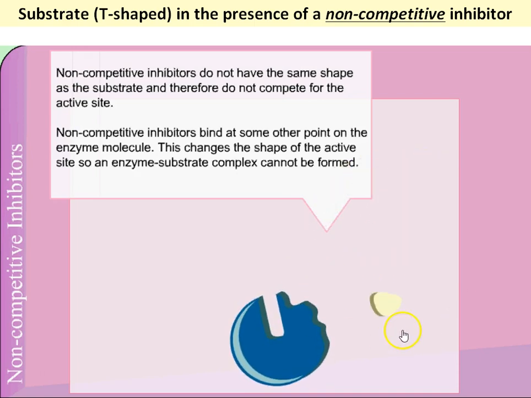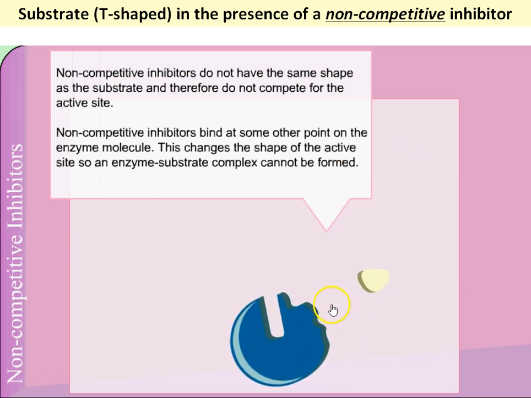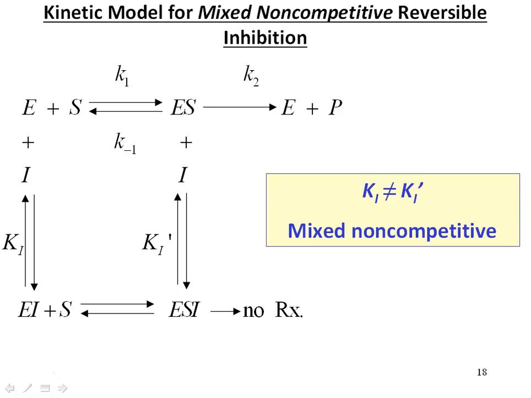Again, the presence of this inhibitor here interferes with the proper orientation of the substrate in the active site, and therefore every now and then will prevent the substrate from being converted into products. This is a mode of inhibition of the enzyme that is non-competitive because they don't compete for the same active site. So in general, the most general non-competitive inhibition is the so-called mixed non-competitive.